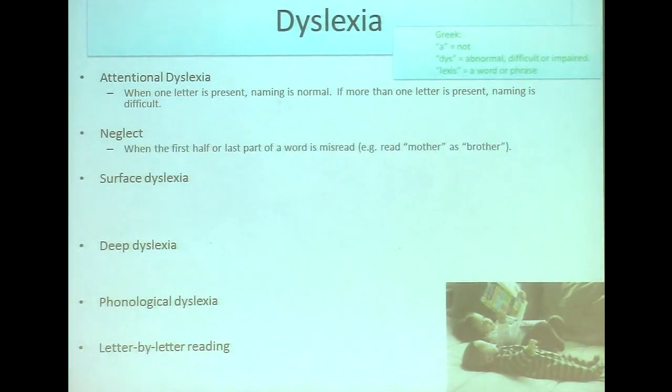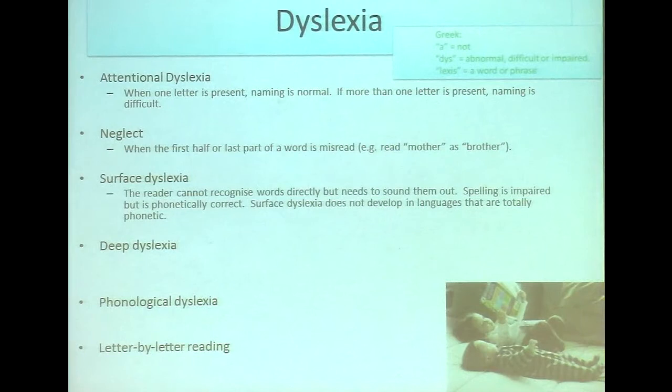Then you get neglect dyslexia, when the first half or the last part of a word is misread. For example, you read mother instead of brother, where you're picking up on the last part of the word and just substituting something for the front, and reading the wrong word as a result.